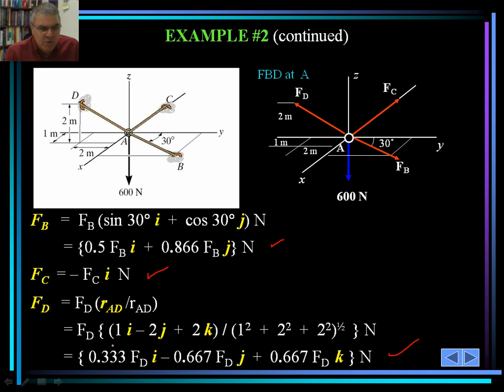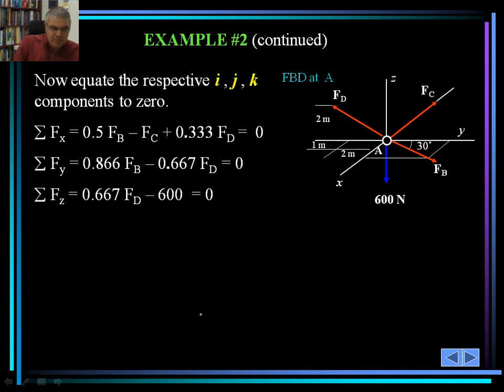It is 1i because it is 1 meter in the x direction, and it is actually minus 2j because it's in the negative y direction, but it is shown as negative, and plus 2k because it is 2 in the positive direction of z. As such, this would be the equation for f sub d in newtons.